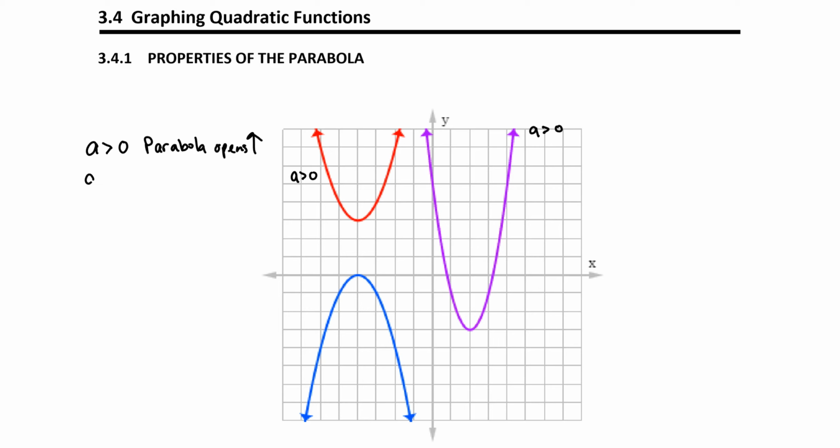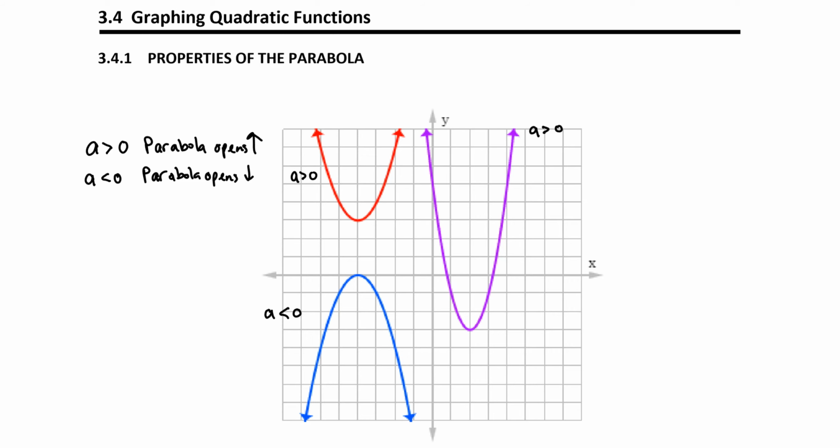However, if that leading coefficient a is less than 0, now think about that. You have learned that that represents a reflection across the x-axis. If I reflect a parabola across the x-axis, then it opens down. So if we have a negative leading coefficient, the parabola opens down. So looking at our blue parabola here, that has a leading coefficient that is negative or less than 0.